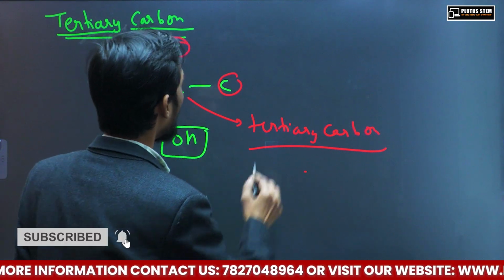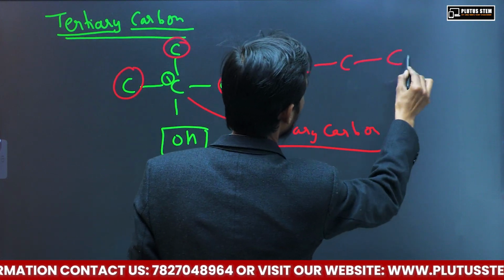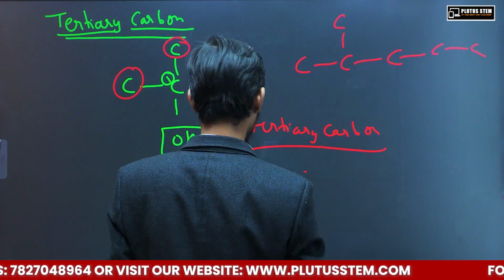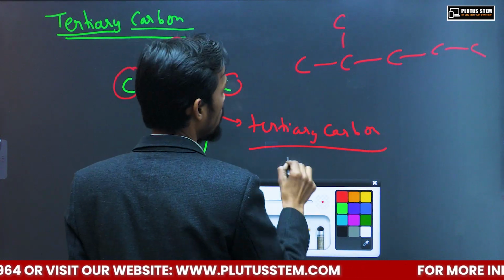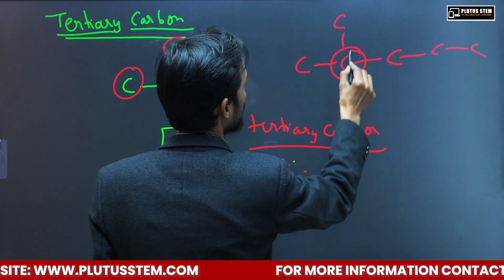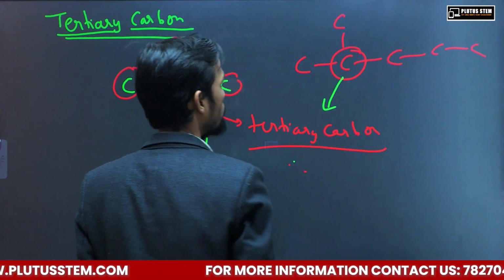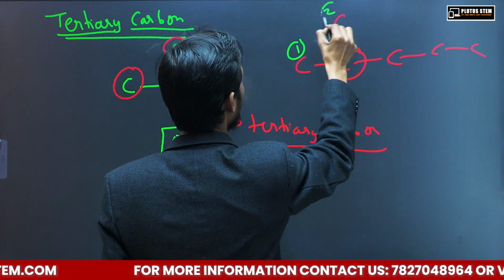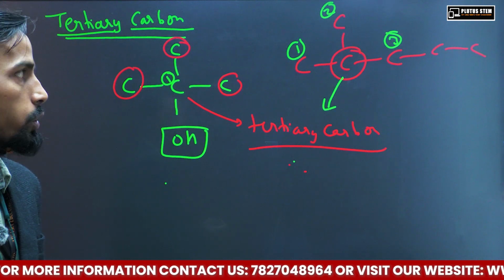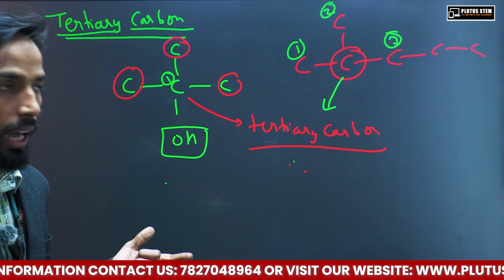So this is for tertiary carbon, and one more example we can take over here. This is also a tertiary carbon, this one. Attachment 1, attachment 2, attachment 3. 3 attachments are there, which means it is also a tertiary carbon.